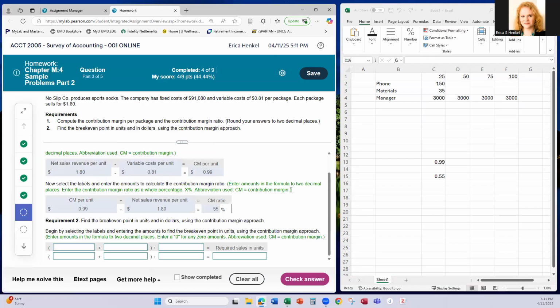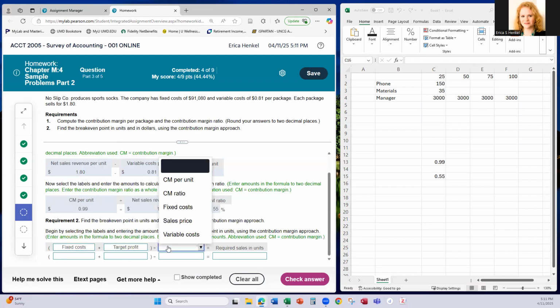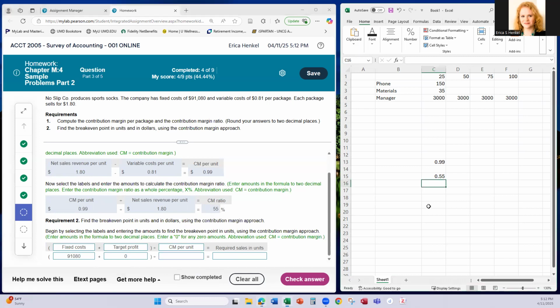The next one is another required sales in units again. So remembering from our previous problem, fixed costs plus target profit divided by contribution margin per unit gets us our required sales in units. We have fixed costs of $91,080, and they want us to calculate break-even point, which is a target profit of 0. We divide that by our contribution margin per unit of 99 cents, and that gets us to 92,000 units.